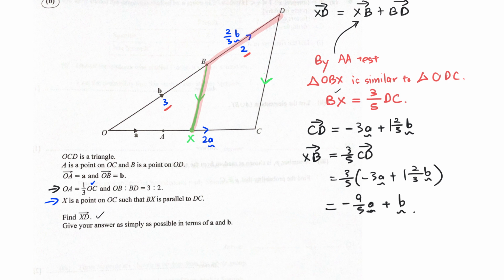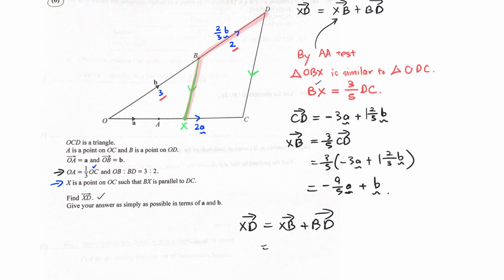So now XD is simply XB plus BD, which is -9/5 A plus B plus BD, which is 2/3 B. So final answer: -9/5 A plus 1 2/3 B. Okay, no, let's all use improper fractions, so 5/3 B. And we're done.